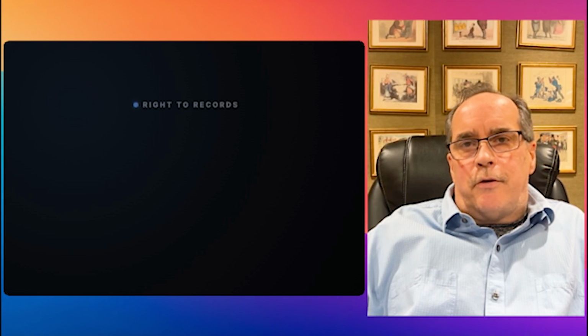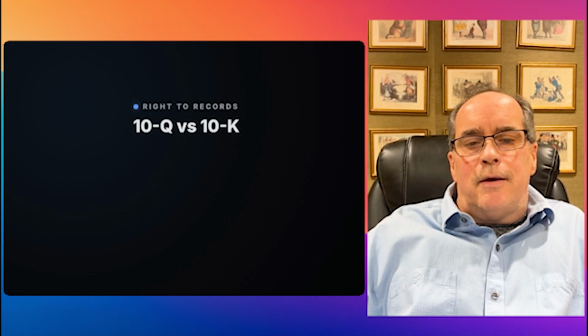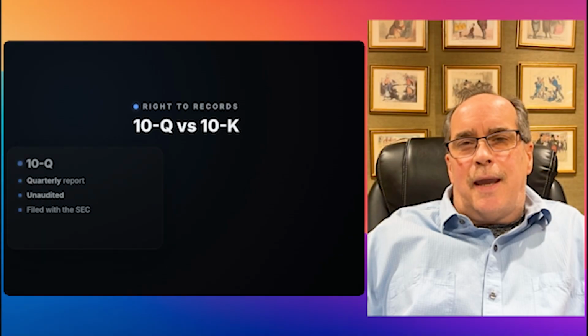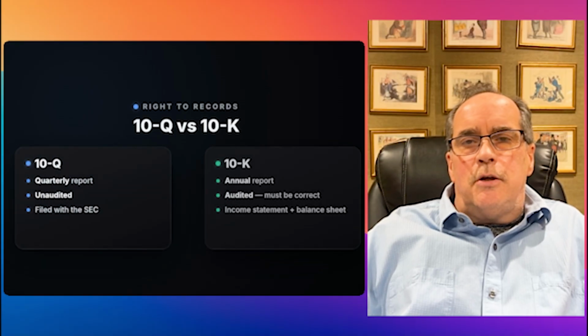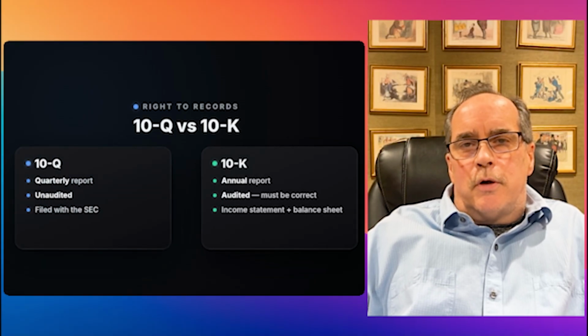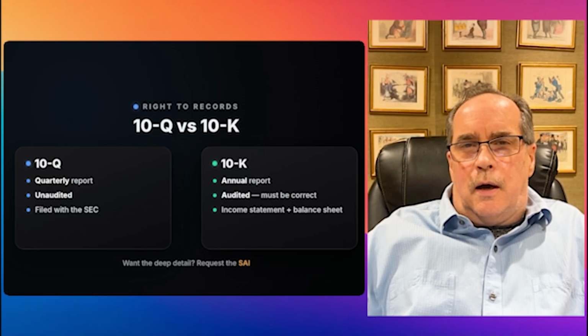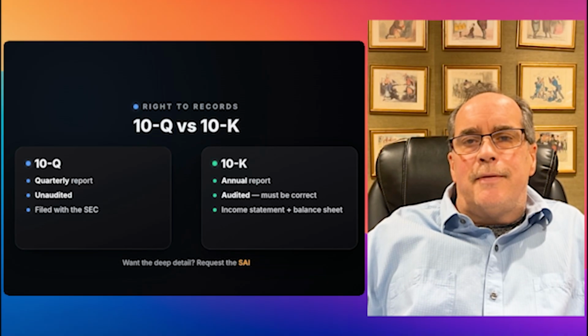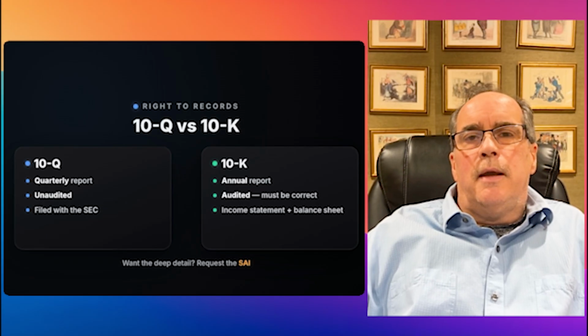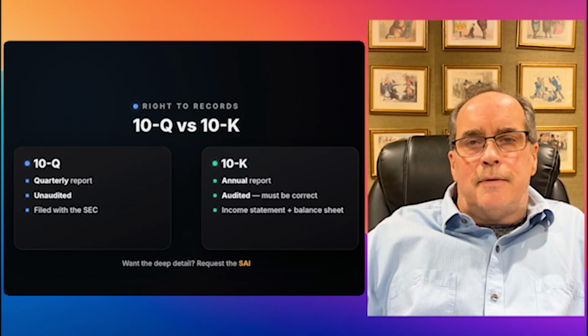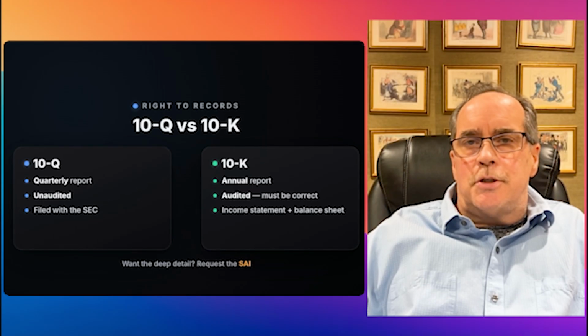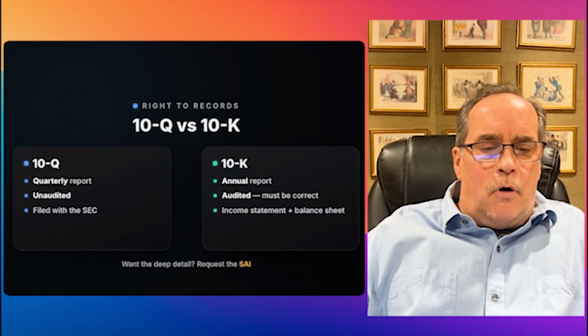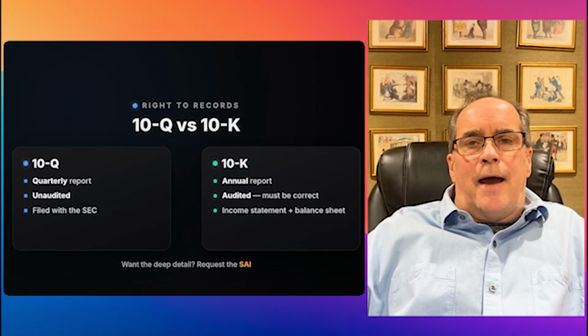All right. Another right that you have is the right to records, transparency. And the way that we do that is really through the 10K and the 10Q. The 10Q is the unaudited quarterly report that all securities have to send to the SEC. And then the 10K, this is the big time. This is the audited yearly report. This has to be correct. This is the income statement, the balance sheet, whatever else has to be there. It's all got to be in there. And that is one of the ways.